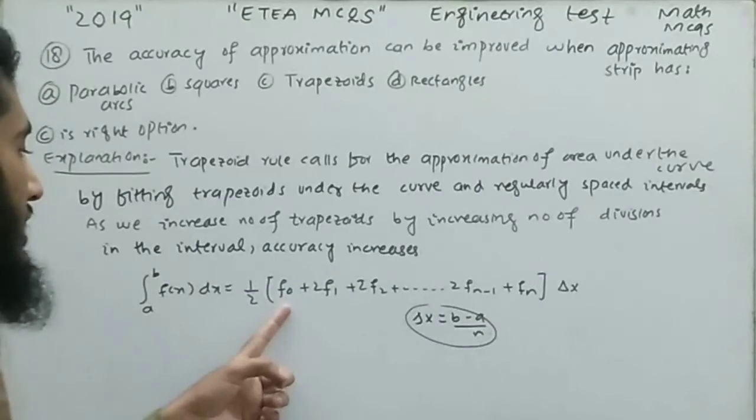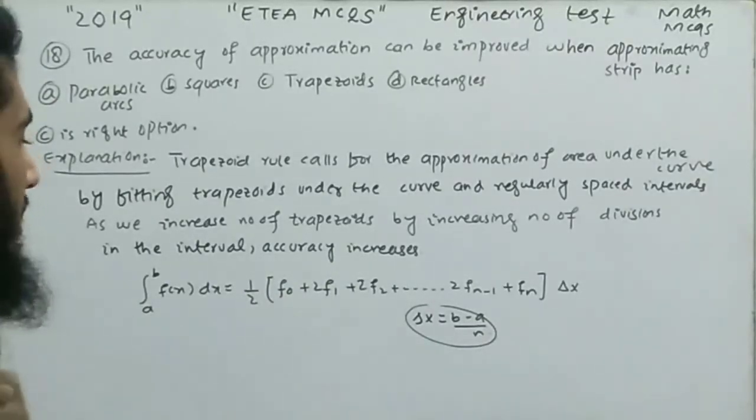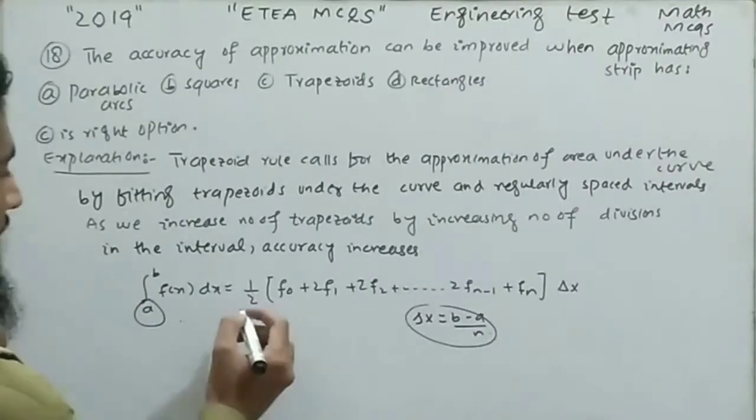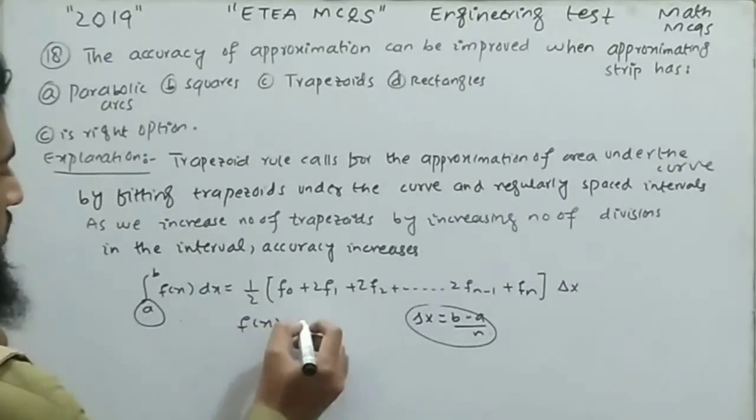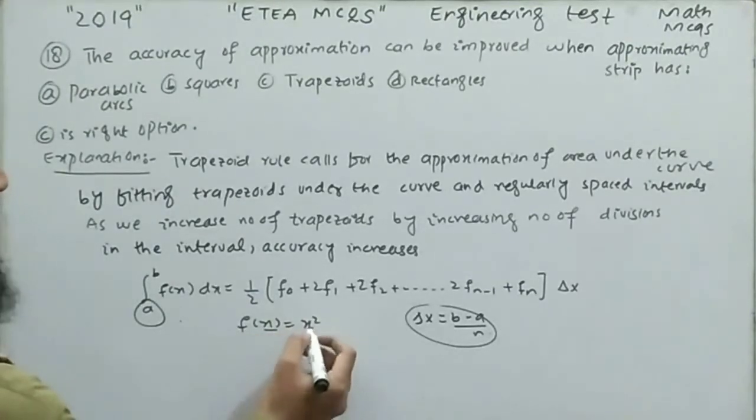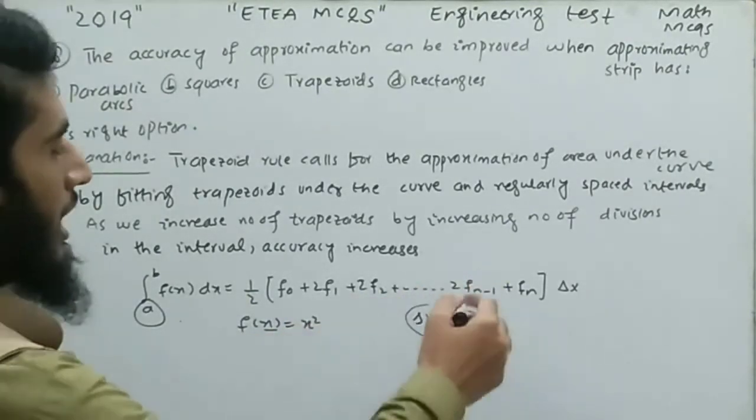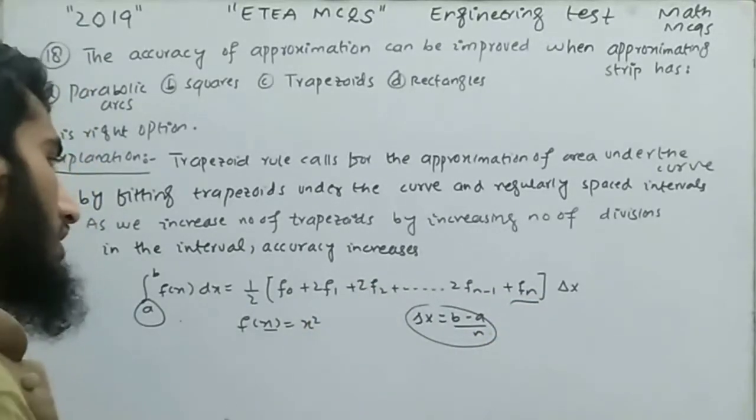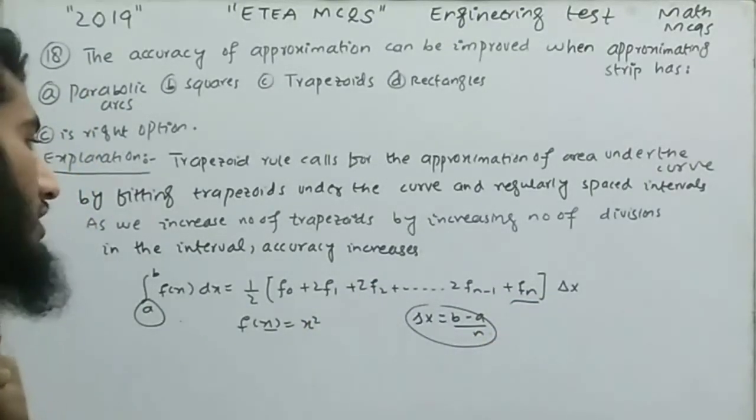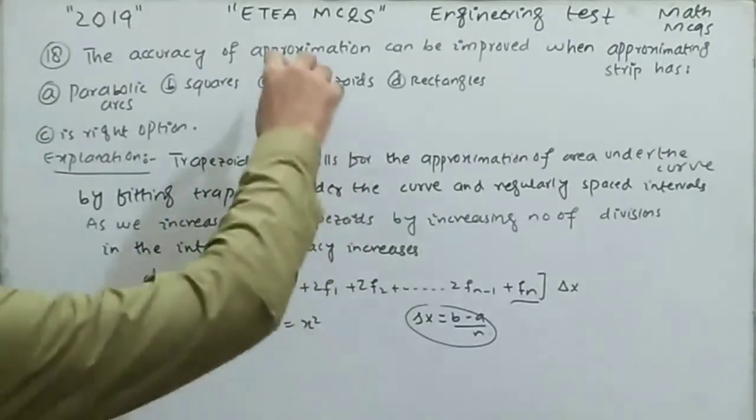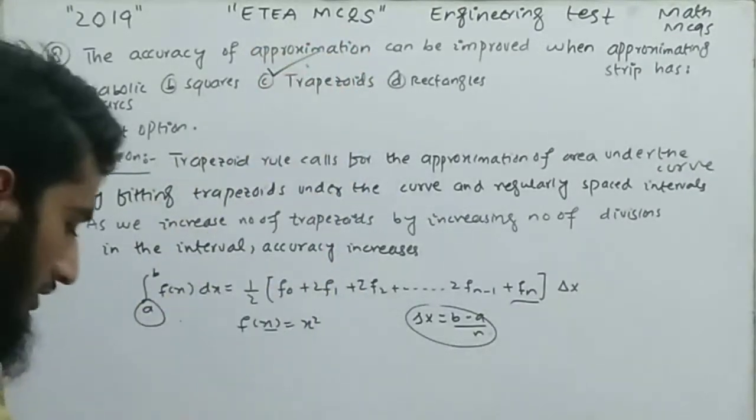And f0 can be generated by putting the values in. Let's suppose we have the lower limit given, and a function f(x) equal to x squared. So how can we find f0? Just put the value of x over here, and similarly for f1, f2, up to f(n). So f1, f2 are actually the new iterations, generated from the previous iteration. So that's why the correct option for this MCQ number 18 is option C.